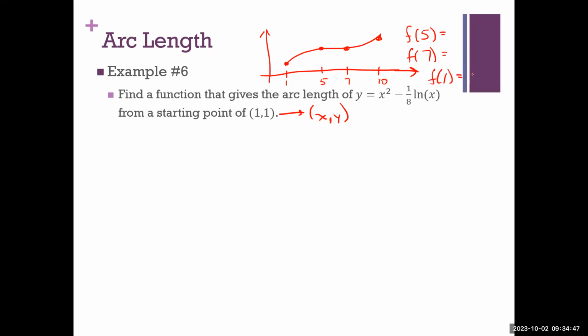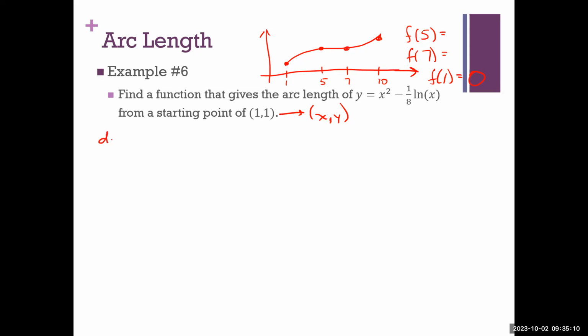What should f of 1 be? 0. Basically, I'm fixing the starting point and letting the terminal point on the right be variable. All right, so do we understand the setup? Okay. How do we go forward with that?